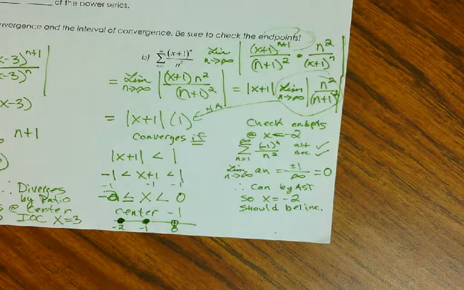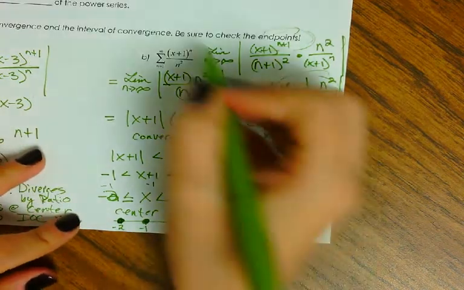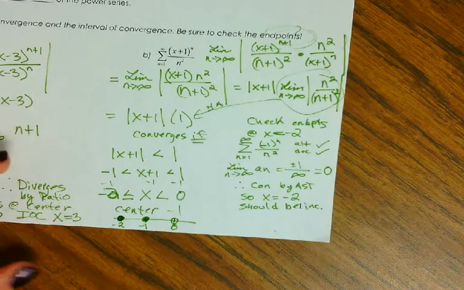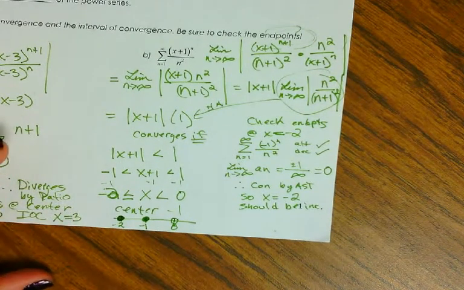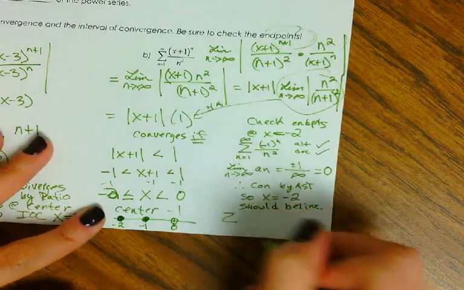Okay, that was only one endpoint. Now you need to go and check the other. So for this one, I do the same thing with 0. I take 0 and I plug it in for x. So at x equals 0, I end up with the summation.